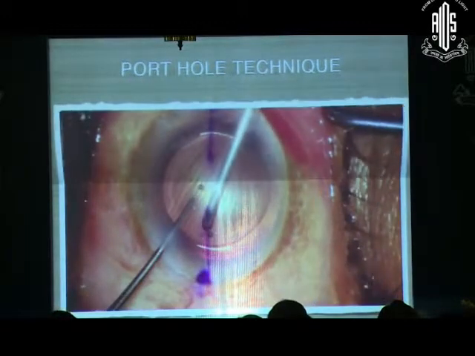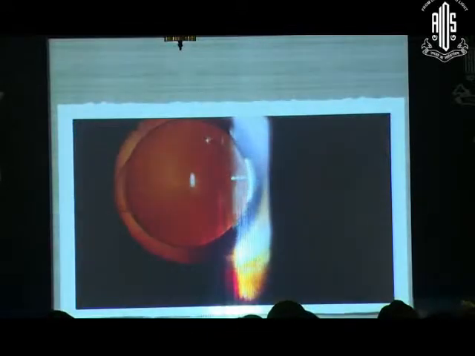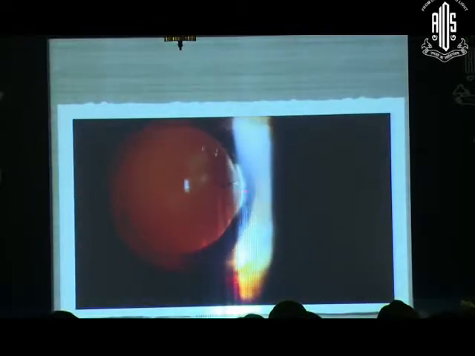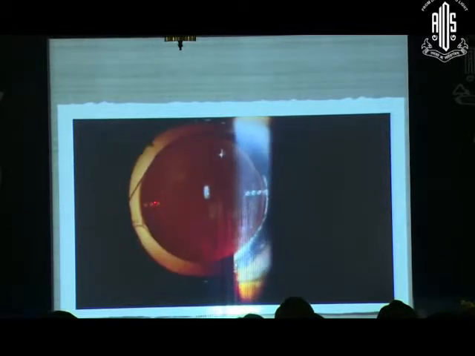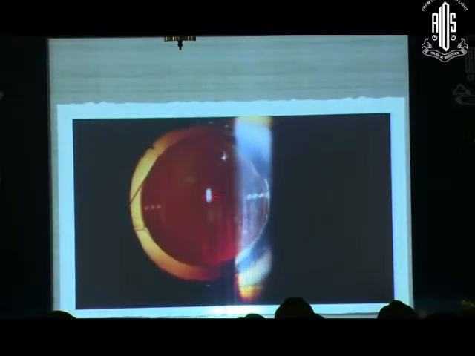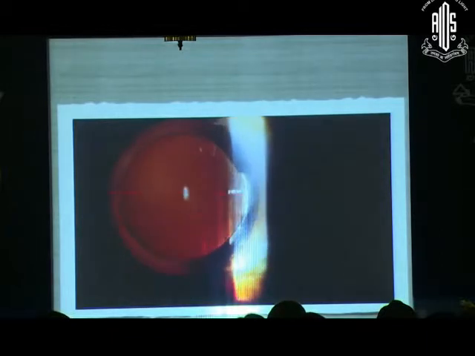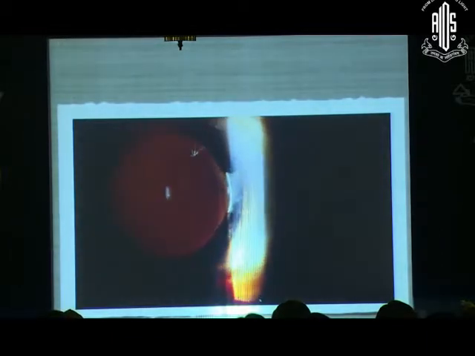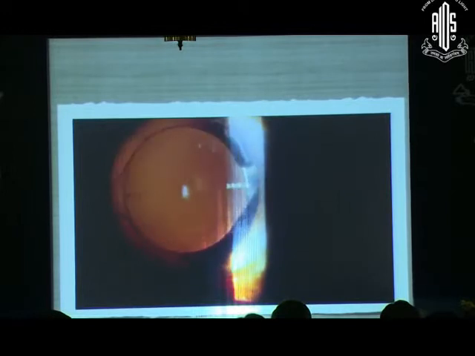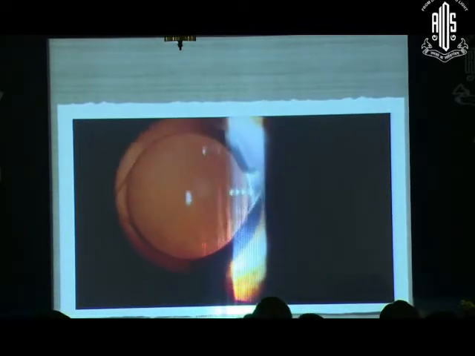So I'll show you the slit lamp photograph of these portholes. If we can make out, there is one hole here and there is one tiny hole here. So just by dilating the pupil, you can see the rotational stability of the IOL. You don't need any software or anything to make it out.